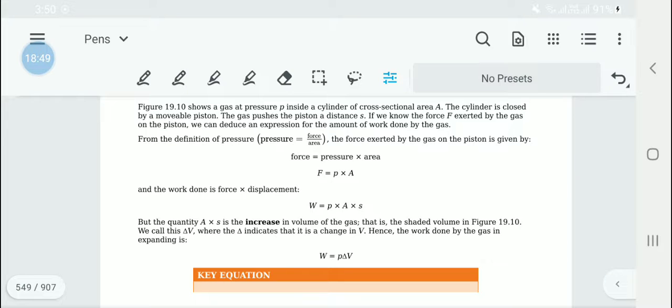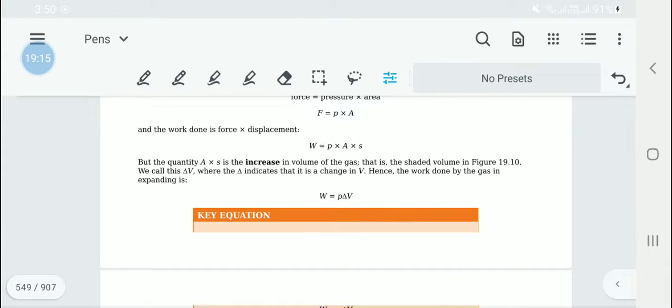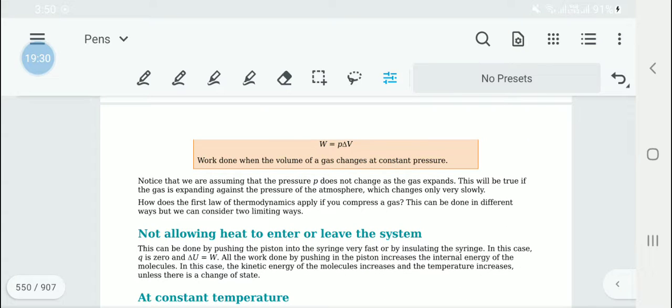Because work done is equal to force into displacement, we can get the equation W equals P into A into S. Right? Then pause the video and draw this. If not, you would find it difficult to understand. Then write down, because A into S is the increase in the volume of gas, W equals P delta V. Work done when the volume of a gas changes at constant pressure is obtained through this equation.